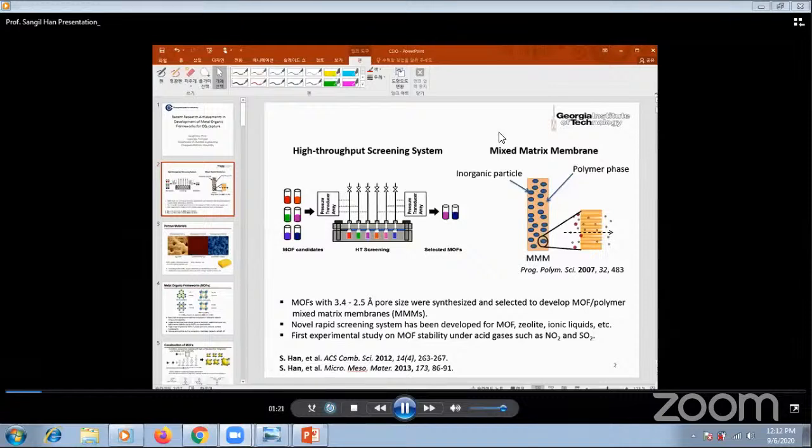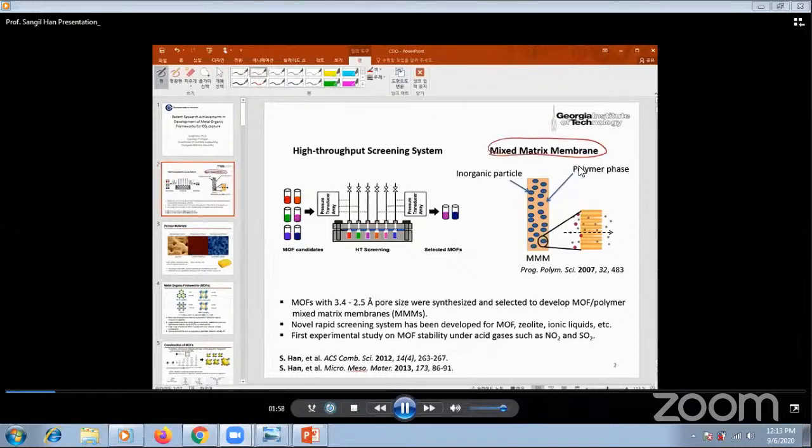As you can see, we synthesized several different MOFs, and by using this high throughput screening system, which measures the CO2 adsorption capacity and the nitrogen adsorption capacity, we obtained the CO2 capacity and the selectivity of CO2 over nitrogen. By using this system, we selected a few of the best candidates for developing mixed matrix membranes.